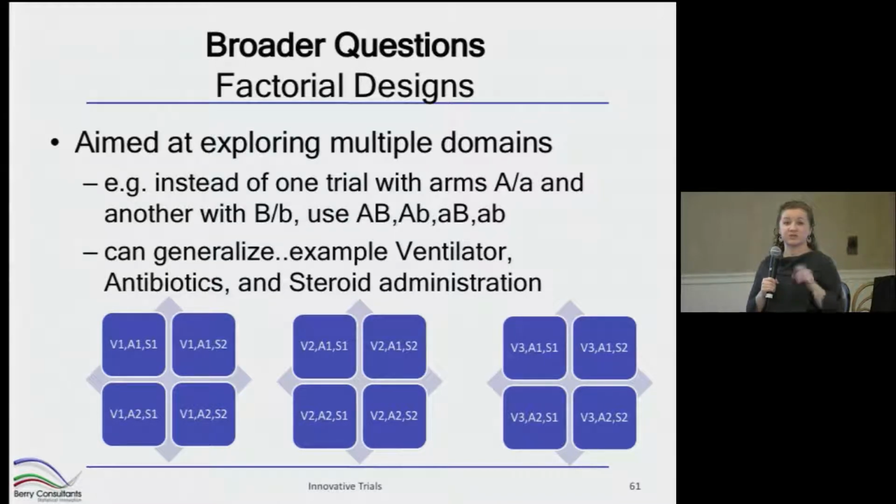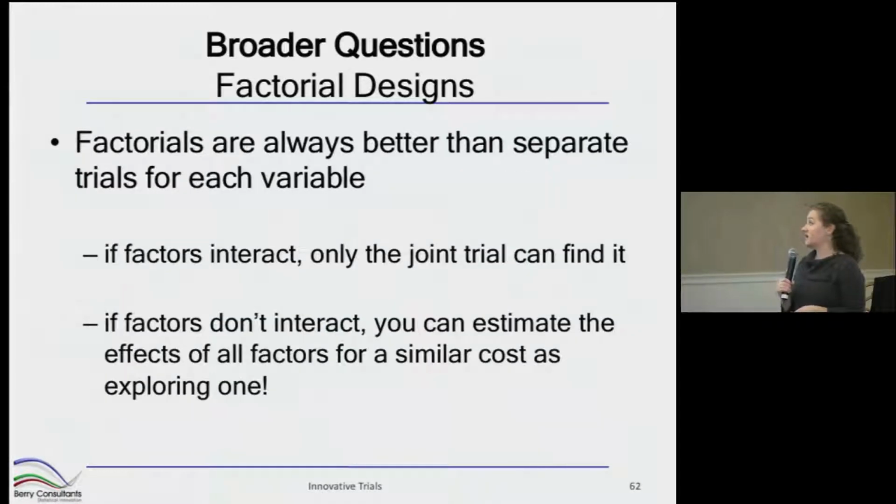So a patient either gets both or they get neither. That doesn't allow you to answer the question of whether the antibiotics are important or whether the steroids are important. So if you see a benefit in both of them together, which one is it that caused the benefit, or is it really only when they're together? And you can't answer that question unless you do a factorial design that allows you to look at that interaction.